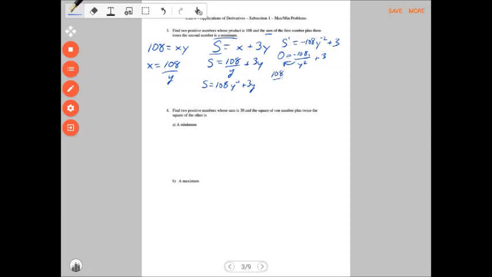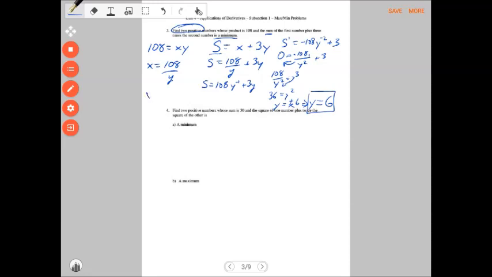This whole thing is negative, so you can just move over. So 108 over y squared equals 3. We can switch those two, so 108 divided by 3 is 36. So 36 equals y squared. So then y equals plus or minus 6. Now, in this case, it does say two positive numbers, so that means y has to be plus 6. It can't be the negative 6. So the negative is extraneous, so y equals 6.